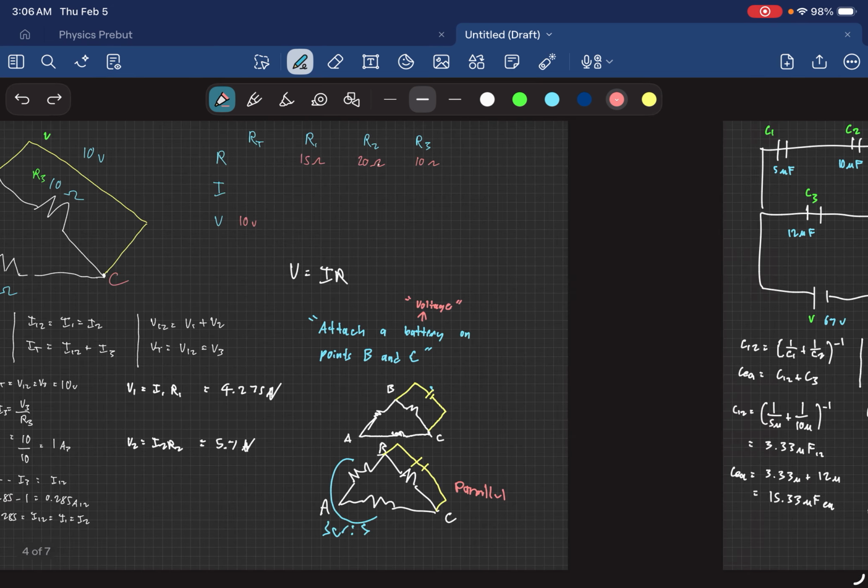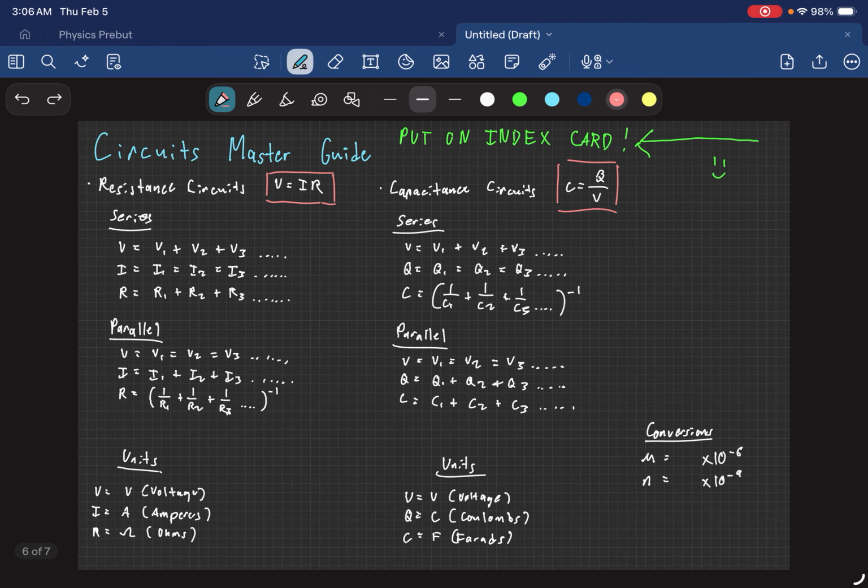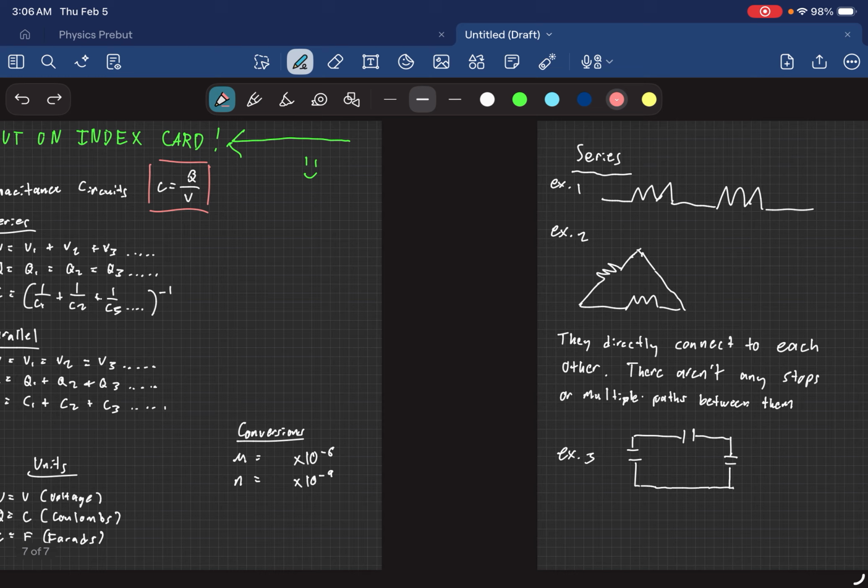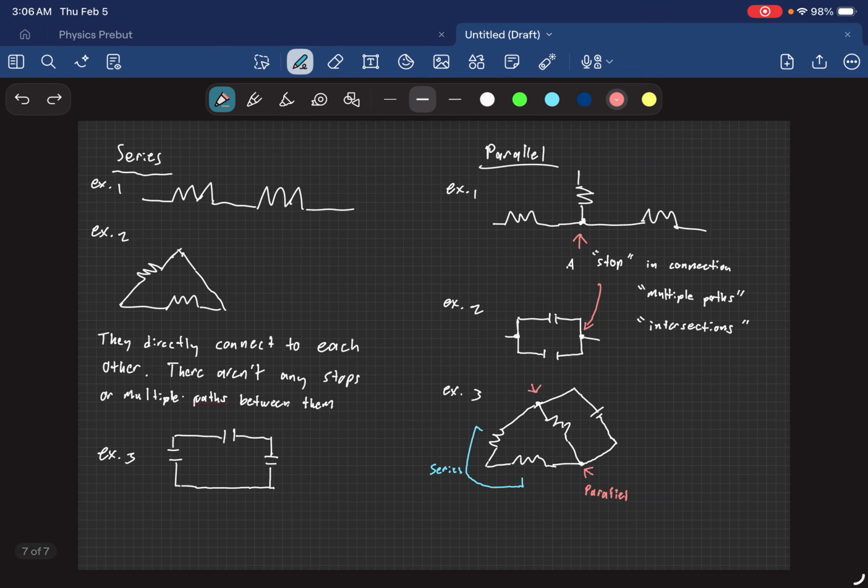Let me go to my master guide, which I made. As you see here, example number 1, series, one flow. This one too, one flow. This one too, the capacitors, one flow. They directly connect to each other, and there aren't any stops, multiple paths, or intersections. Simple.